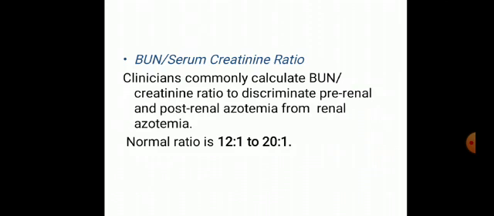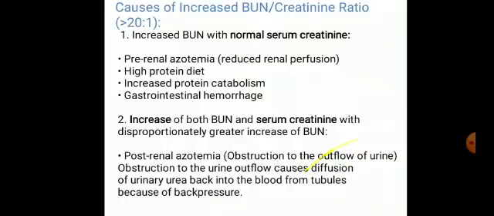Blood urea nitrogen versus serum creatinine ratio. Clinicians commonly calculate the blood urea nitrogen versus creatinine ratio to discriminate pre-renal and post-renal azotemia from renal azotemia. Normal ratio is 12:1 to 20:1. Now, which are the causes of increased blood urea nitrogen creatinine ratio, usually more than 20:1? Increased blood urea nitrogen with normal serum creatinine. The causes are pre-renal azotemia, that is reduced renal perfusion, high protein diet, increased protein catabolism and gastrointestinal hemorrhages.